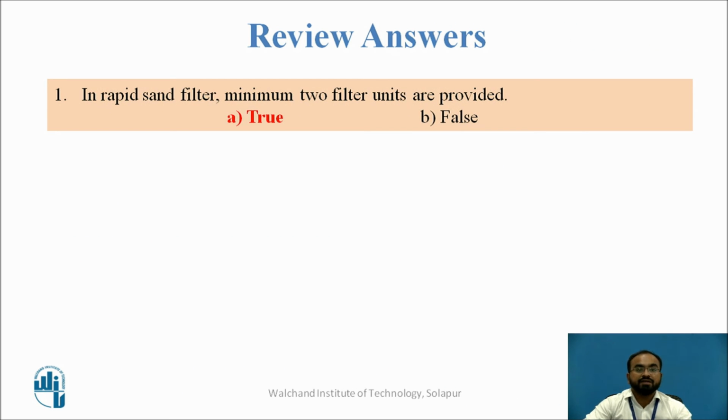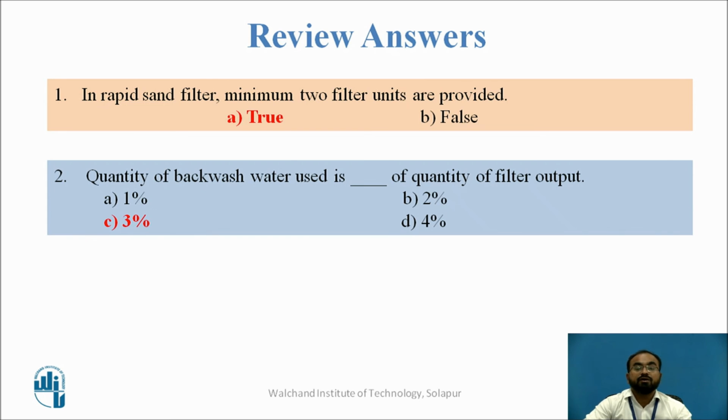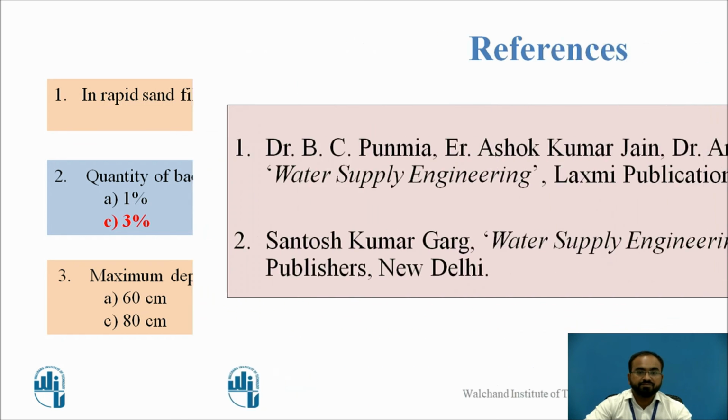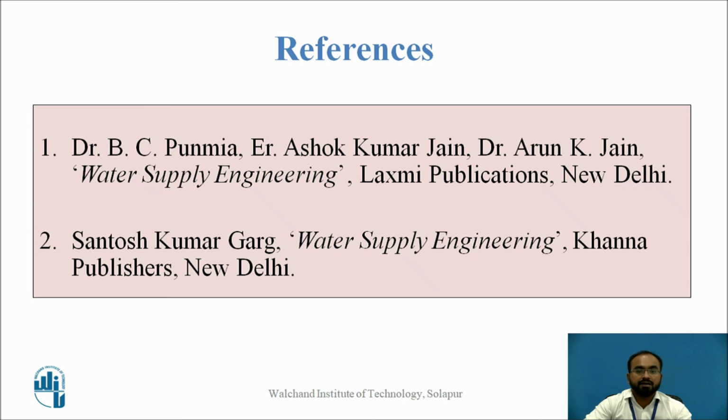In rapid sand filter, minimum 2 filter units are always provided. Quantity of backwash water used is always 3% of quantity of filter output. And maximum depth of sand you can provide in rapid sand filter is always 90 centimeters. That is 60 centimeters to 90 centimeters, that is the range. These are the books I have used for the making of this presentation.